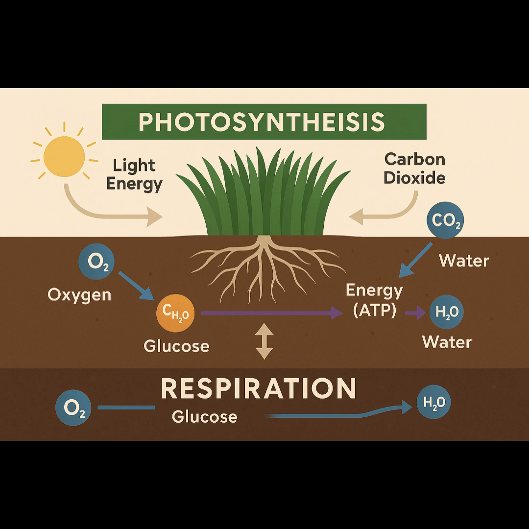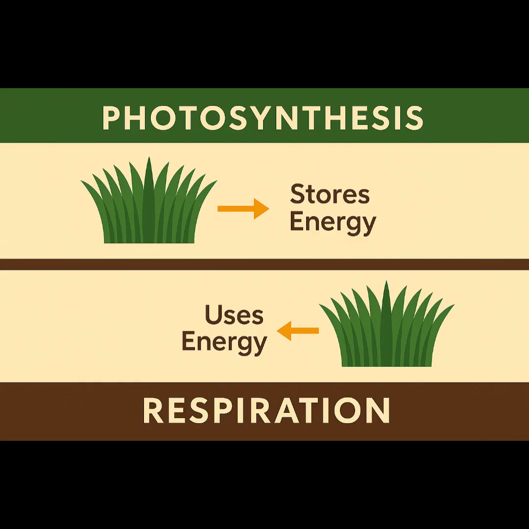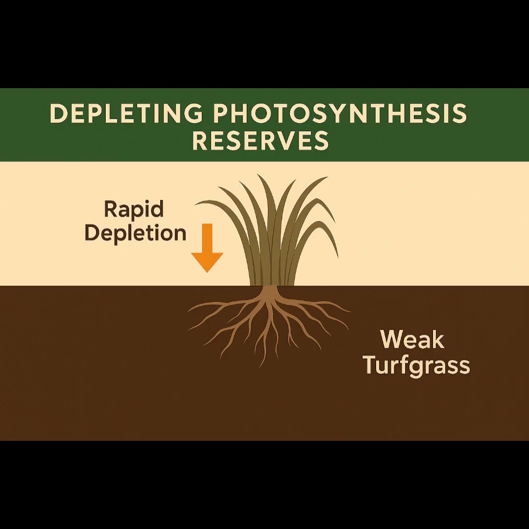Together, these processes form a cycle. Photosynthesis stores energy in sugars. Respiration releases that energy to power the plant. If photosynthesis produces more energy than respiration consumes, the turf thrives. But if respiration depletes quicker than photosynthesis can replenish the plant, especially in the hotter months and in heavy shade, the turf can weaken.